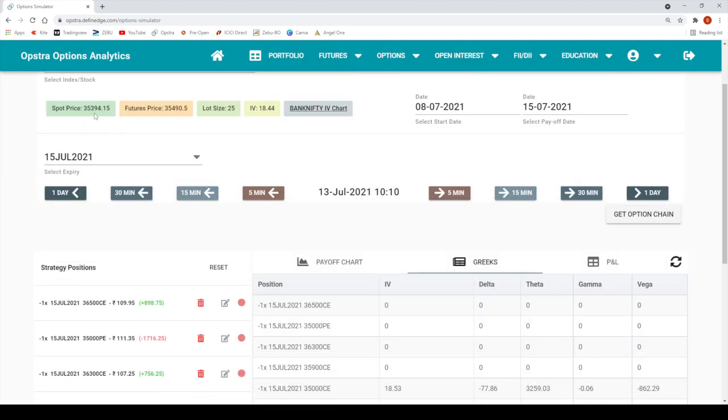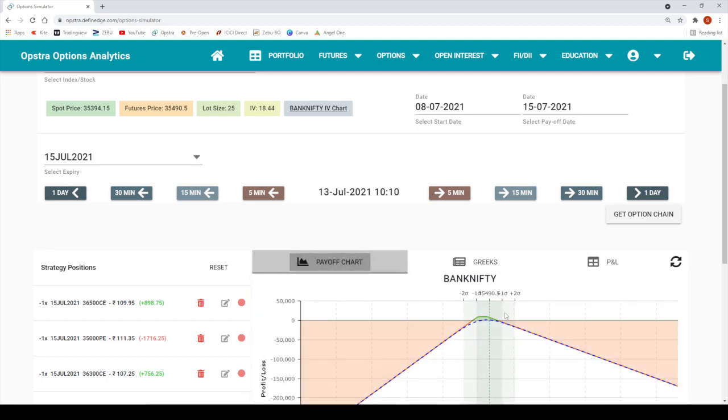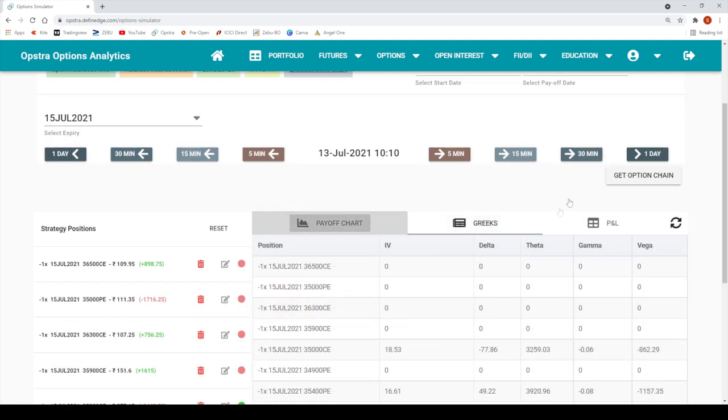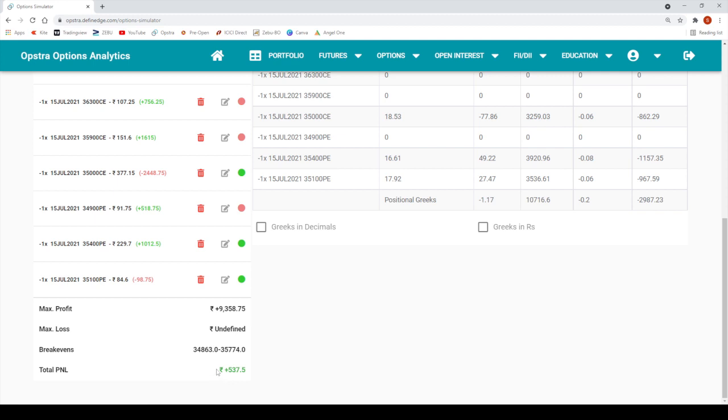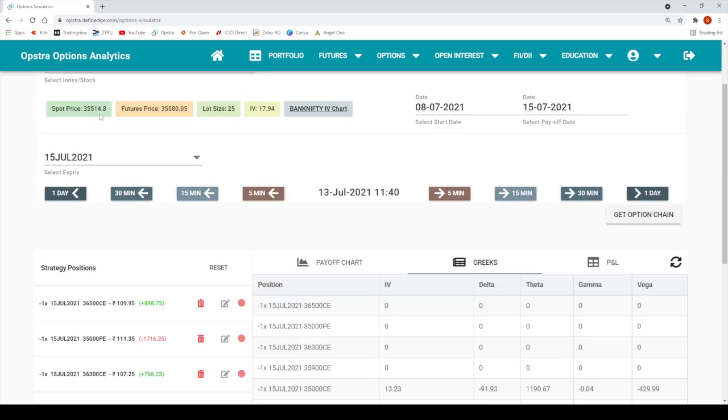Again, not a problem. 35,400. We'll see the payoff. Okay. So if we are getting 3,000 rupees profit, we are going to close this strategy. 35,500.